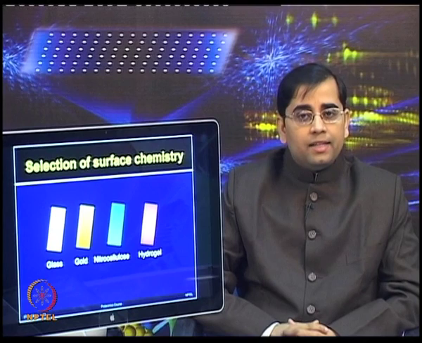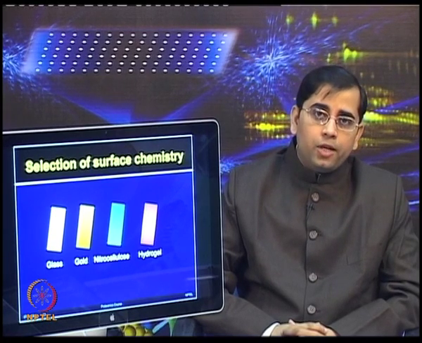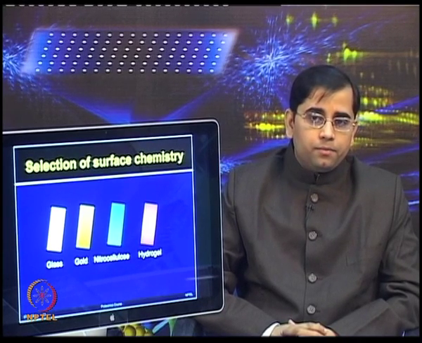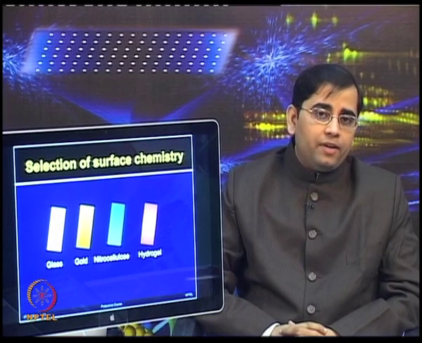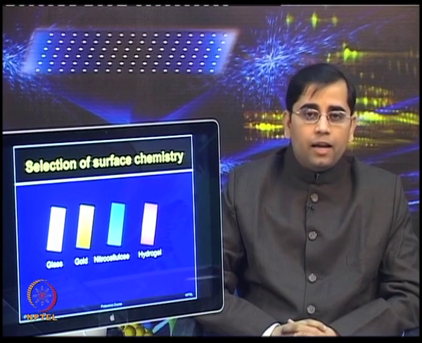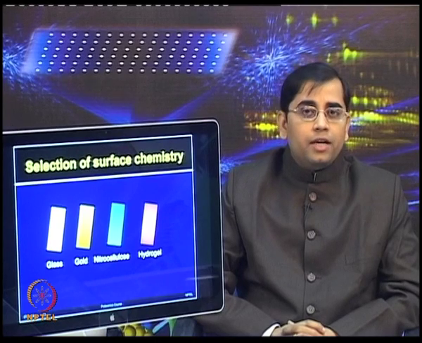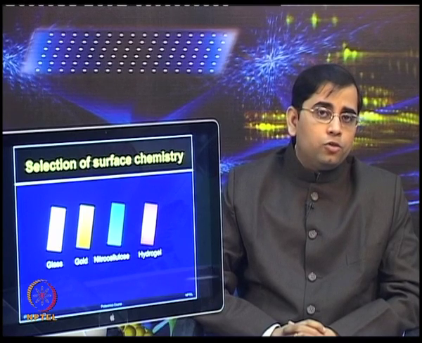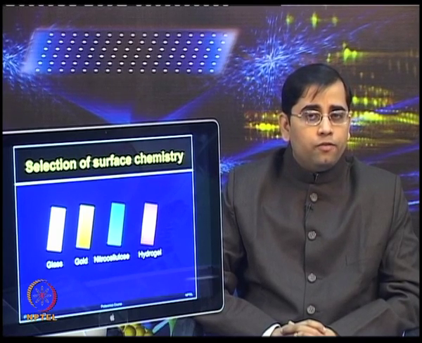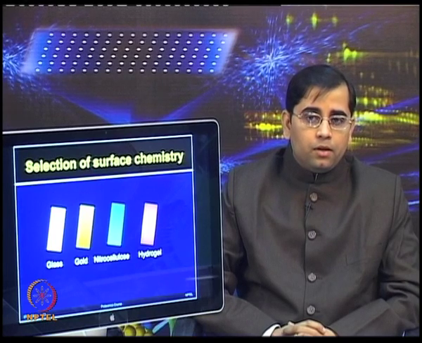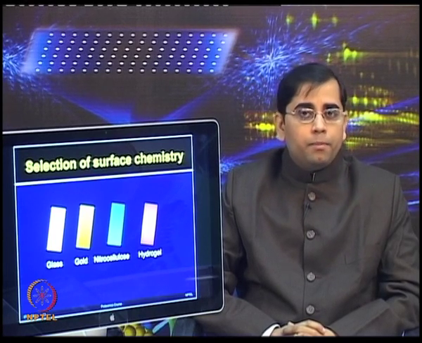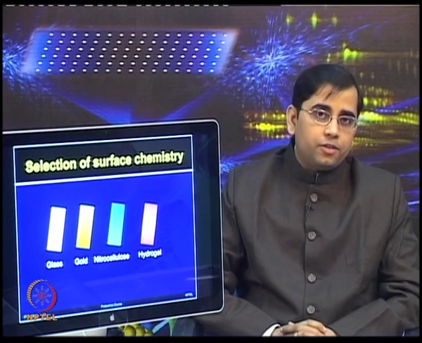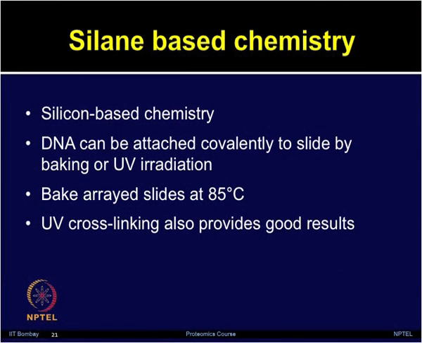The reactivity for the glass is moderate, as are nitrocellulose and hydrogels, but gold has low reactivity. Absorption to the surface is low in the case of glass and gold, and high in the case of nitrocellulose and hydrogels. Now, compatibility for mass spectrometry is only applicable in the case of gold surface. Now, these surfaces can be derivatized by using different types of chemistries, including amino groups or thiol ester. So, we will focus more on the silane based chemistry.